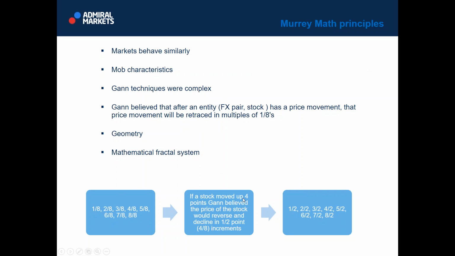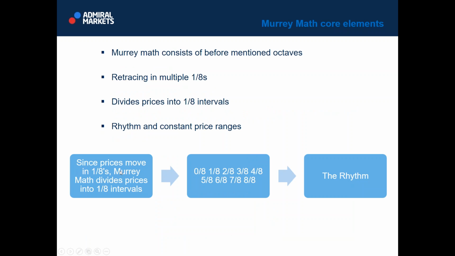So if a stock moved up 4 points, Gann believed that the price of the stock would reverse and decline by half of the move, that is 4/8 increments. And that means 1/8, 2/8, 3/8, 4/8, 5/8, 6/8, and so on. Now, since price moves in 1/8, Murrey Math divides prices into 1/8 intervals. So Murrey Math consists of the aforementioned octaves.